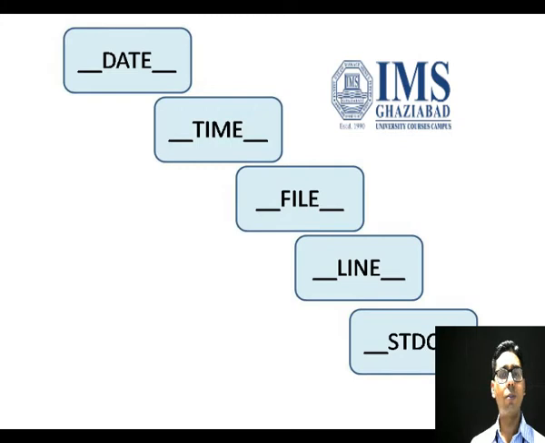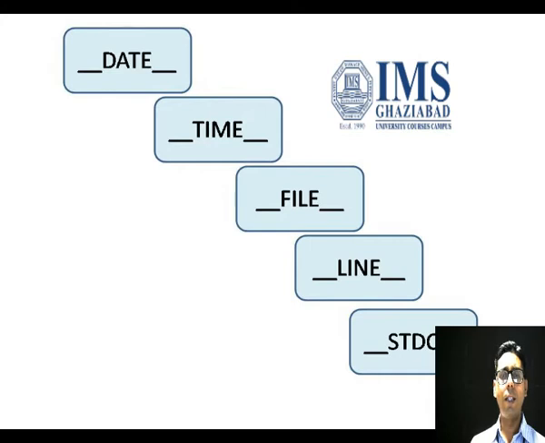Overall, this is a string, which is a collection of characters. Now, __TIME__: this macro is used to provide the current time as a character literal in HH:MM:SS format. __FILE__ contains the current file name as a string literal. For example, if I have a file named test.c, then this particular macro will print the name of the file, that is test.c.